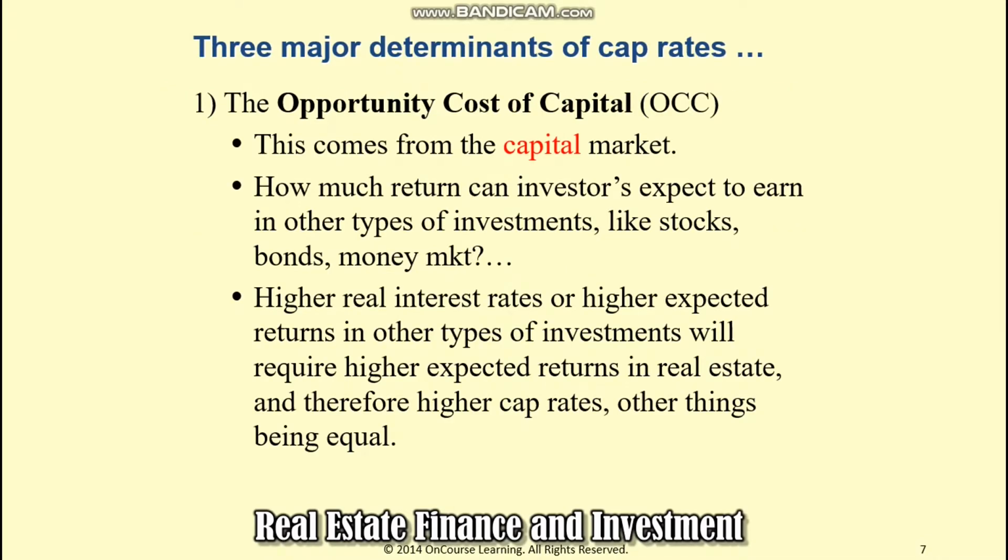What are the major determinants of cap rates? There are three major determinants of cap rates. The first one is the opportunity cost of capital, or OCC. This comes from the capital markets. It represents how much return investors can expect to earn in other types of investments like stocks, bonds, or money market if they choose to invest in a certain asset, in this case a financial asset or real estate asset. Higher real interest rates or higher expected returns in other types of investments will require higher expected returns in real estate and therefore higher cap rates, other things being equal.